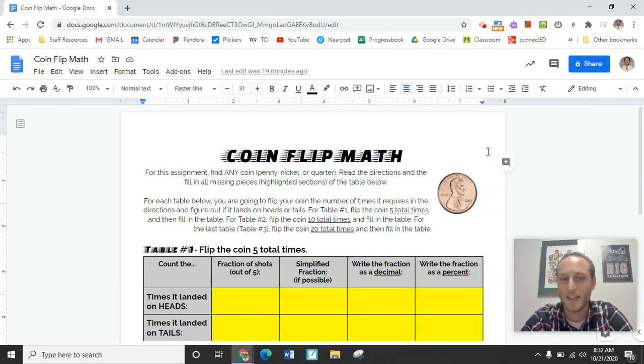Hey everyone, I want to quickly explain how your assignment is going to go today. It's called coin flip math. All you need is a coin of any type. So right here I have a penny, but you can have a nickel, a dime, or a quarter. It doesn't really matter, as long as you have a coin that has a heads and tails on it.